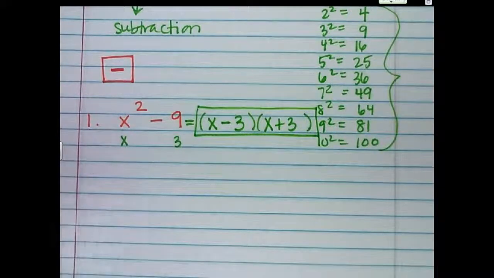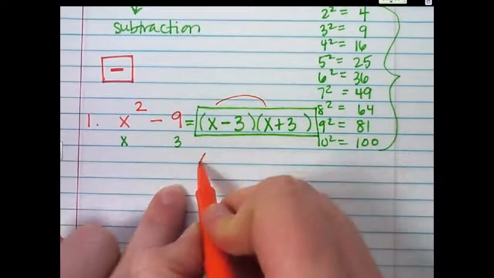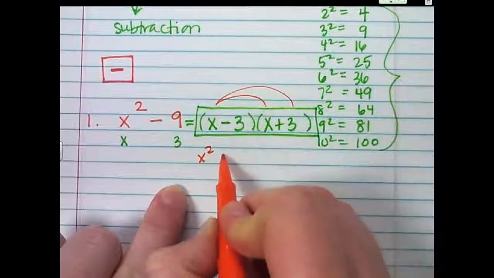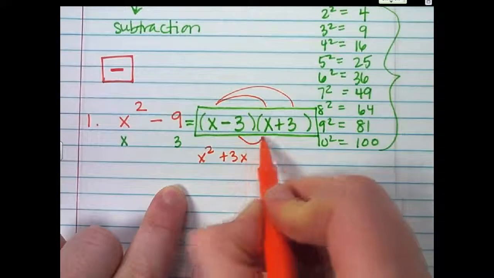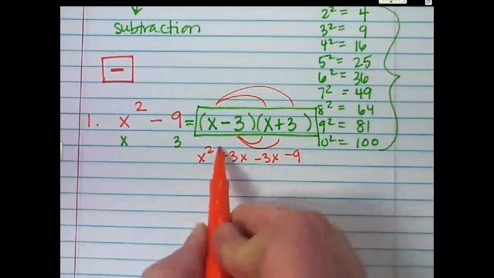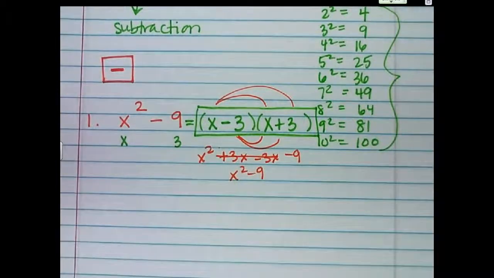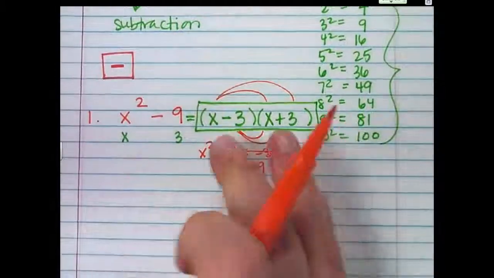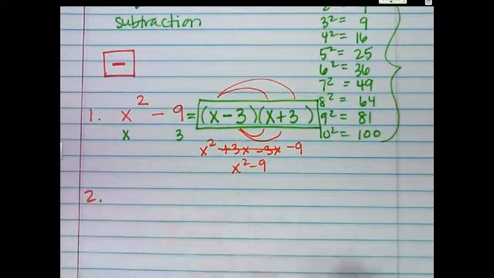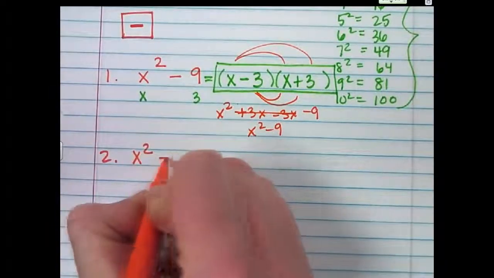So if you were to multiply this back out, you could FOIL this. x times x is x squared plus 3x minus 3x minus 9. This cancels. And there you get x squared minus 9. Okay, so that's what we're going to do for most of today. So if we're going to add more numbers, we'll add more letters, but it doesn't get much worse than that.